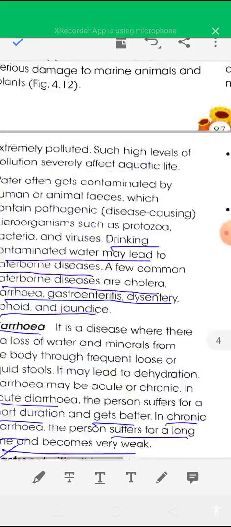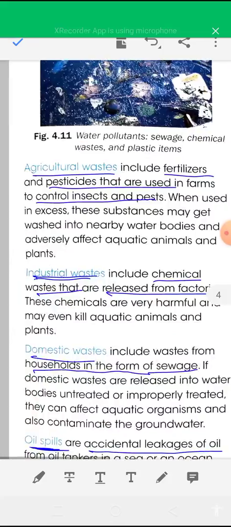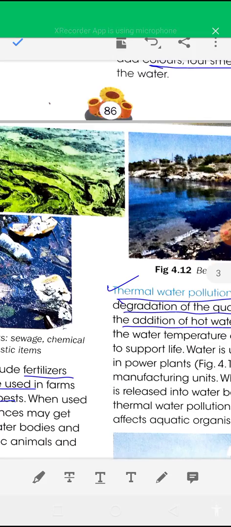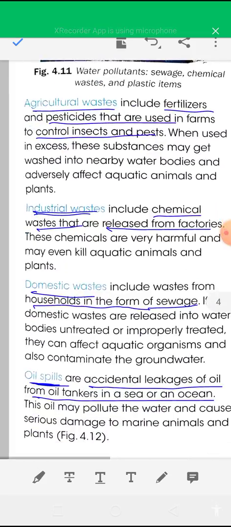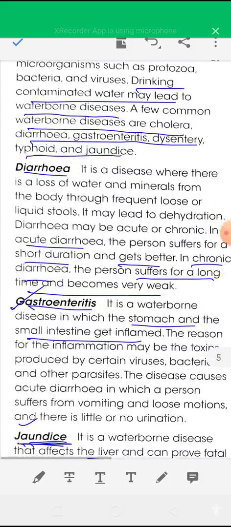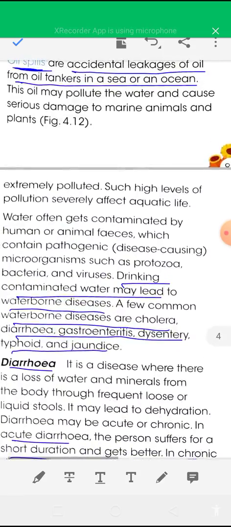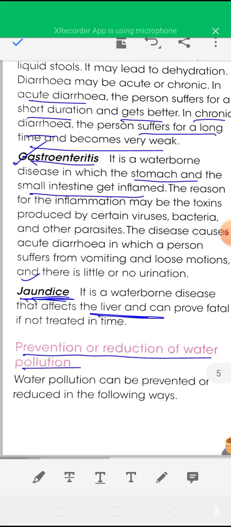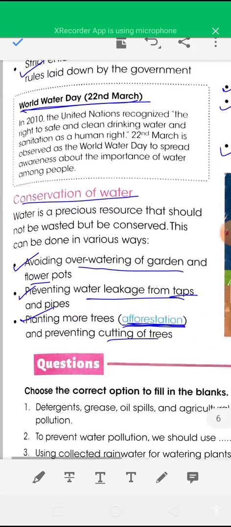So water pollution is a very important topic. What is water pollution, what are the bad effects of water pollution, what are the causes of water pollution, and how to reduce or control water pollution, everything I have told. And how to conserve water also, you have to remember the methods.